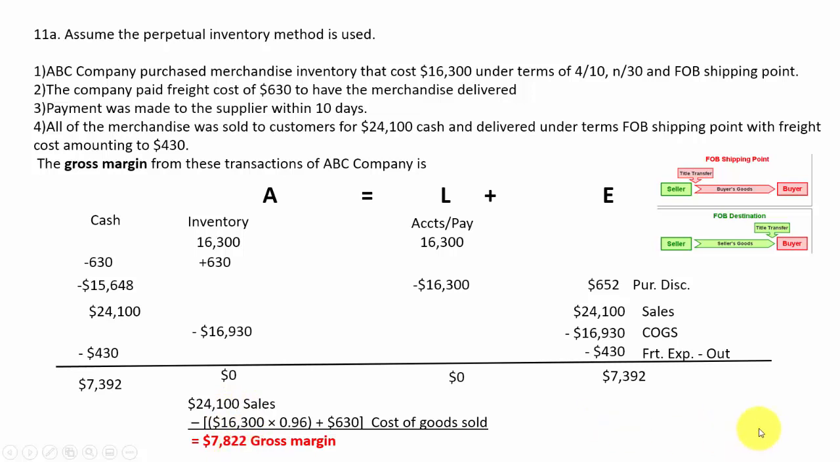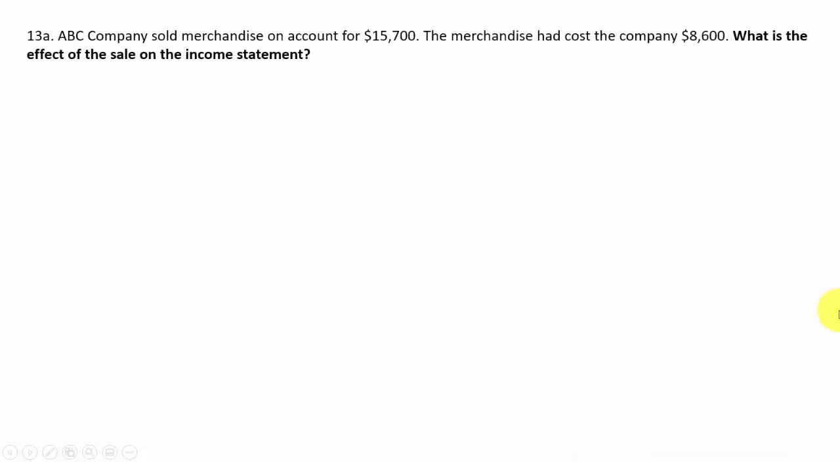Okay, I think that's all we're going to do on that one. And reminder, freight in, which is what this is up here, is a cost of goods sold item. Freight out, which was this 430, is an operating expense item. Really important to keep those two separate. Okay, let's go on to number 13, the next one.